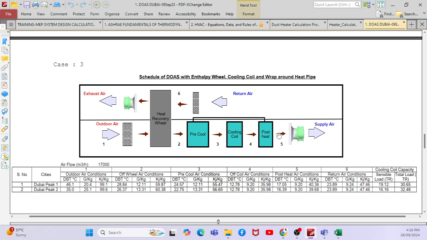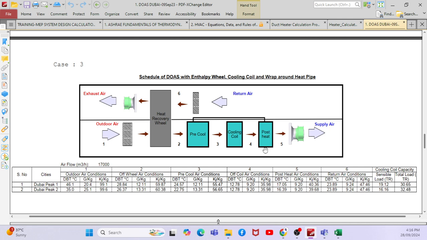Yes, but in this case, irrespective of anything, you first have the energy recovery wheel, which is basically the heat recovery wheel that you're mentioning. It picks up both sensible and latent load, right? Correct, sensible and latent. And this one will be taking care of only the sensible load.